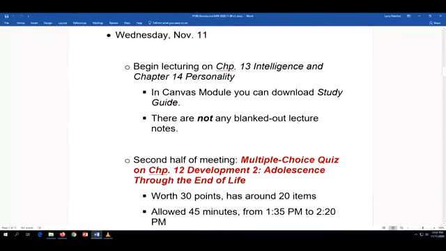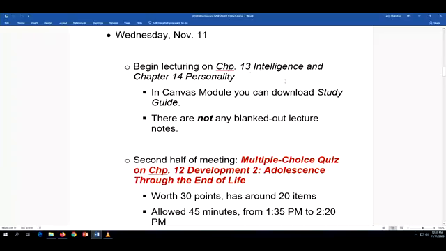For today, I'm going to begin lecturing on the next unit. The next unit is Chapter 13, Intelligence, and Chapter 14, Personality. This unit's going to be handled a little bit differently than a typical unit. We will not have a test on it 1 week from today. Instead, because I'm combining 2 chapters into 1 unit, I'm going to start lecturing on that unit today. I'll lecture on it more on Monday, and more on Wednesday, and then you'll take your multiple choice quiz on this unit the following Monday. I believe that's Monday just before Thanksgiving, if my memory is right.